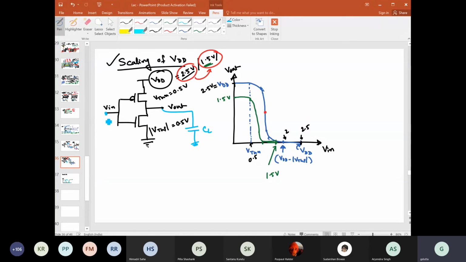So if you have the higher gate drive, if this VGS minus VT is higher, then the current ID, either through PMOS or through NMOS, will also be higher. So if the current ID is higher, then the capacitor will take less time to get completely charged, because you can understand that this capacitance is constant.